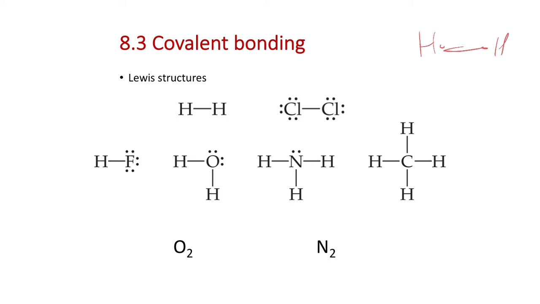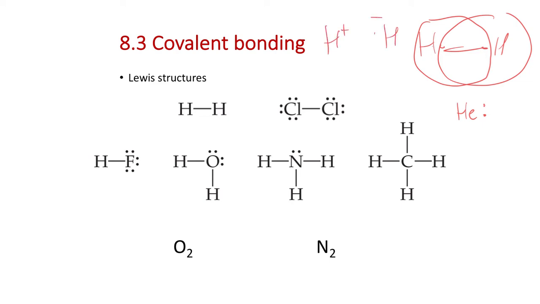So the nearest noble gas to hydrogen is helium. Helium has two valence electrons. So each hydrogen simultaneously satisfies a configuration that looks like helium by sharing those two electrons. And then you might wonder, well, why don't we just do something like H+ and H-, like form an ionic compound here?